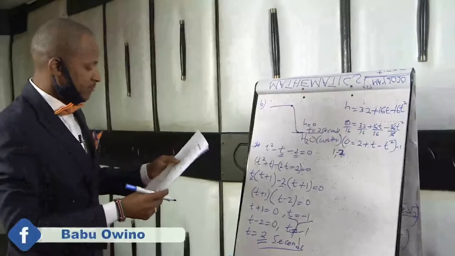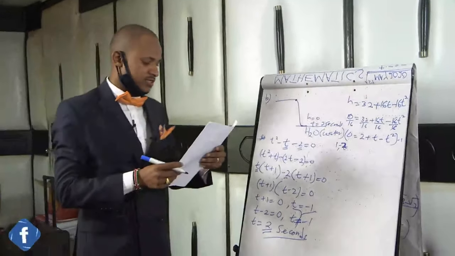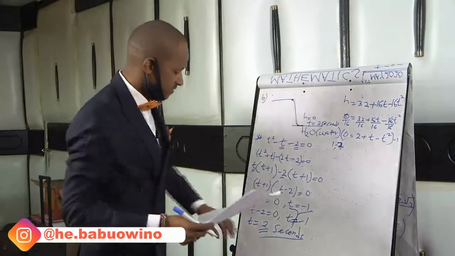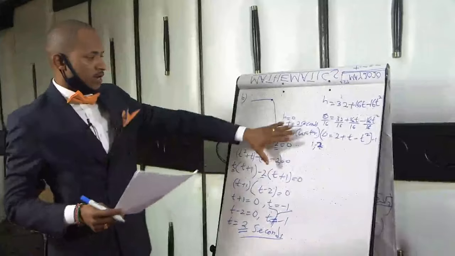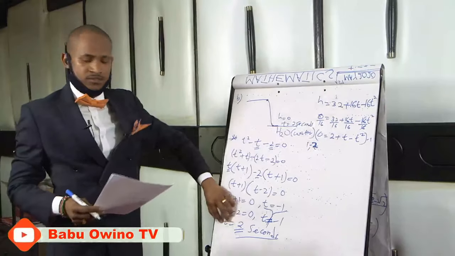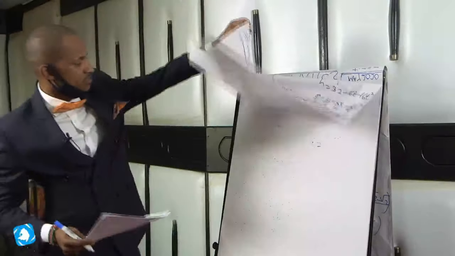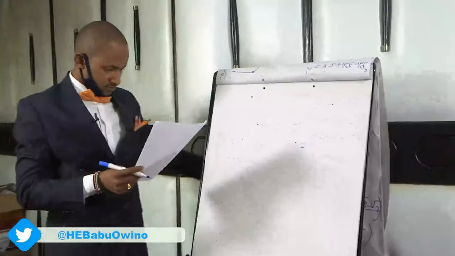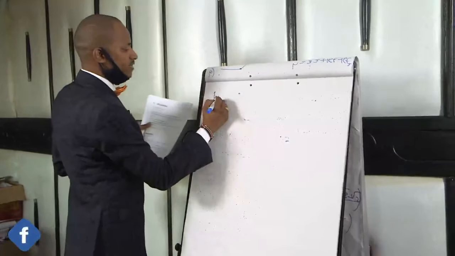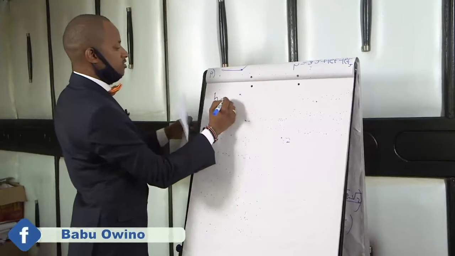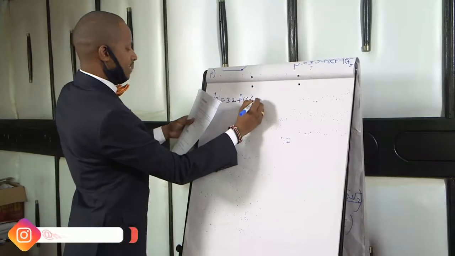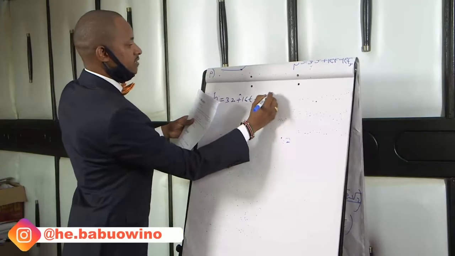Then the next part of the question is to find the velocity at which he hit the water surface. So I want you to keep in mind that time is equal to 2 seconds. So we want to find the velocity at which he hit the water surface. From our initial equation, h is equal to 32 plus 16t minus 16t squared.